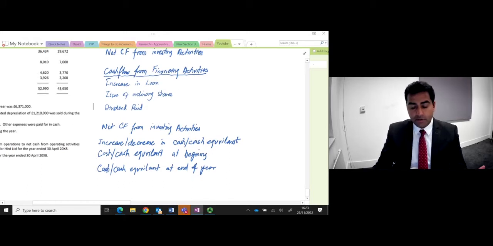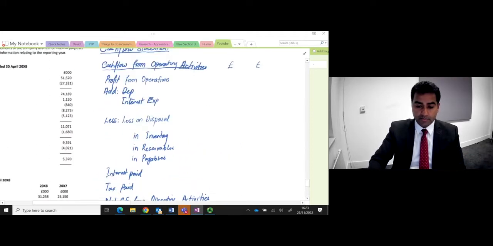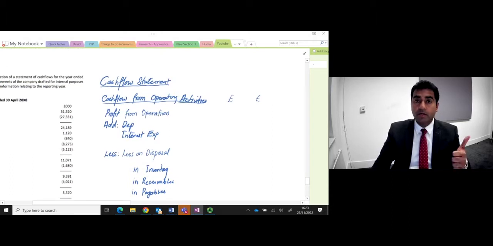And then at the end, we will work out the increase or decrease in cash equivalent. And then we will record the cash at the beginning and cash at the end of the year. So let's start the question. So remember, step number 1, read the requirements. Step number 2, draw the format.